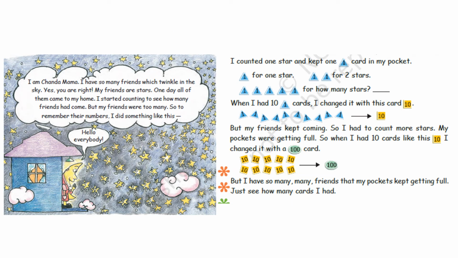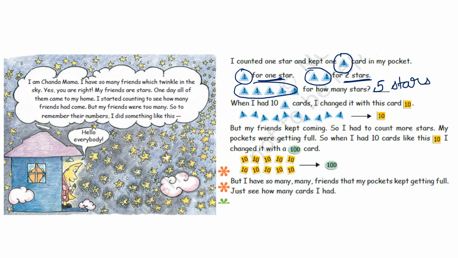Let us do these exercises now. So there's this moon. He made this symbol for himself. So one card is for 1 star, 2 of 1 is 2 stars, 1, 2, 3, 4, 5. 5 of 1 is how many stars? 5 stars, right? Obviously.